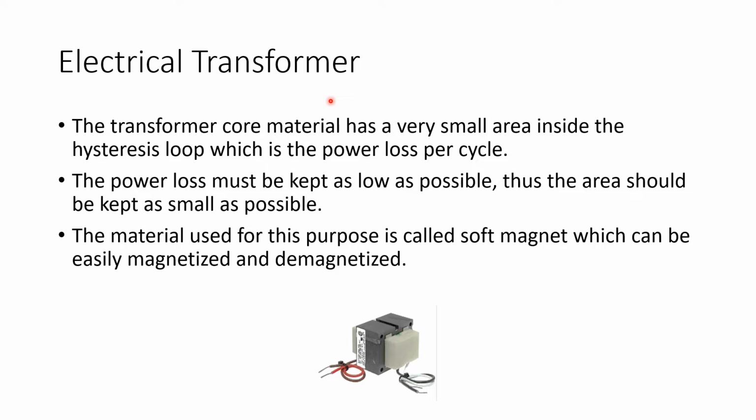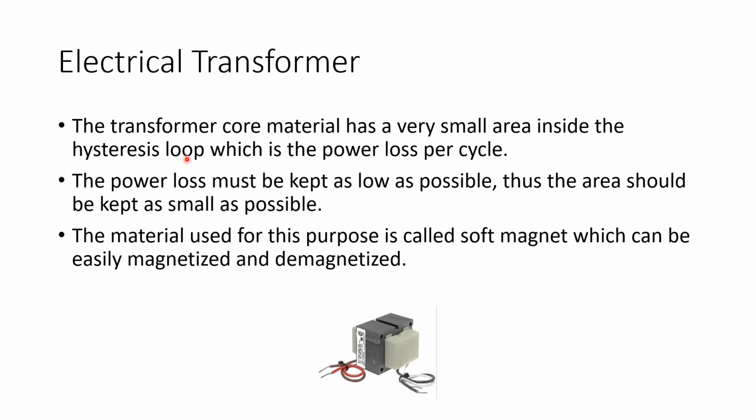So the device we use for magnetization is called an electrical transformer. So when you look at the transformer core material, they have a very small area inside the hysteresis loop when you draw the graph, okay, of this material subjected to the magnetic field. We got the same loop, right? But that loop is really small.